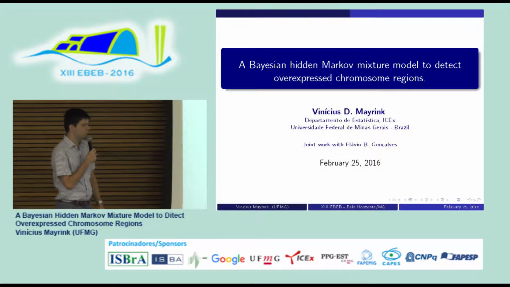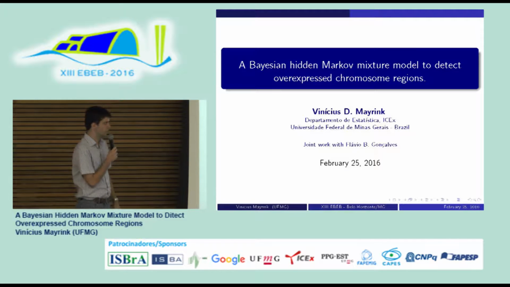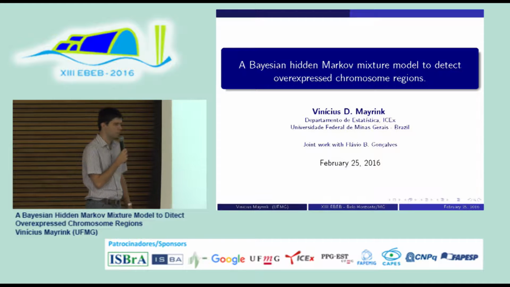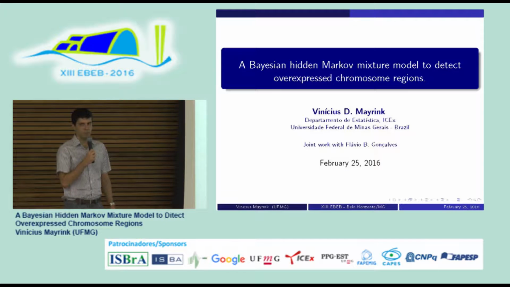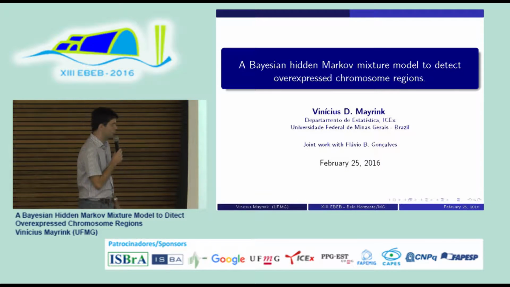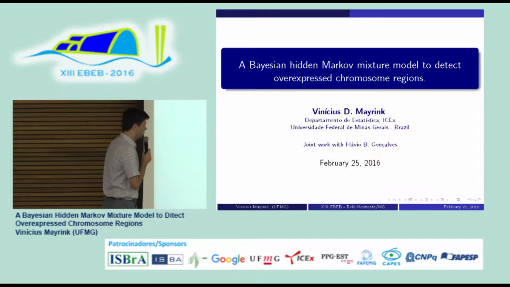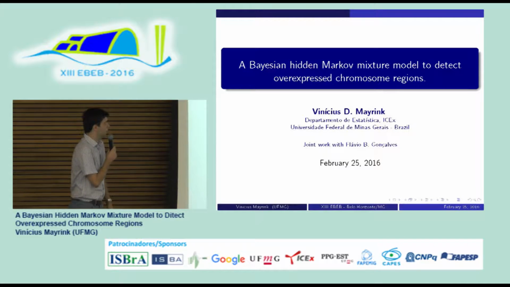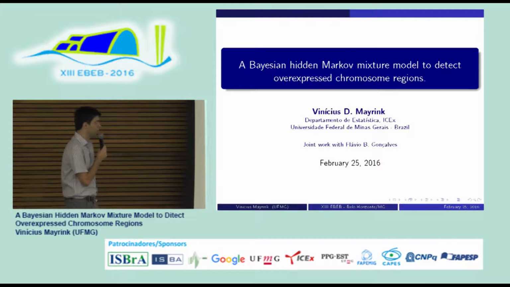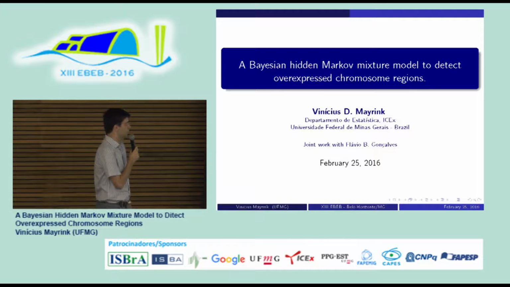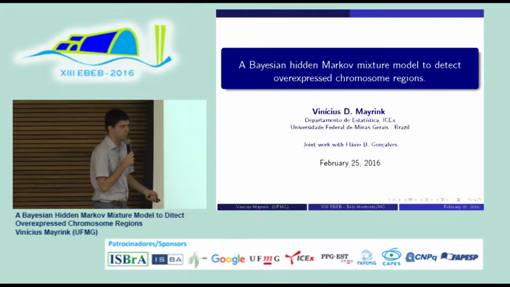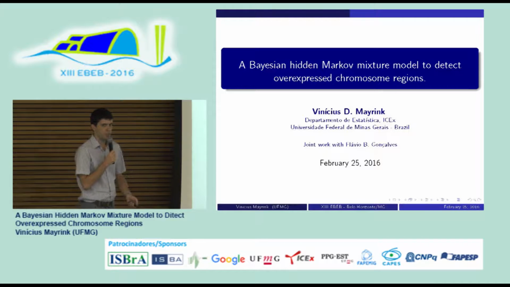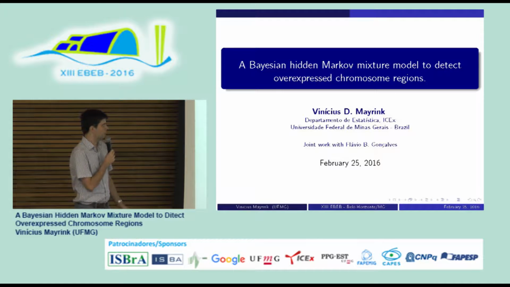So this is a joint work with Flávio. It's something I started some few years ago at Duke University in discussion with my advisor, Joe Lucas. But for many reasons, we never moved forward on this topic. So last year, talking to Flávio, we decided to propose this hidden Markov mixture strategy for the identification of overexpressed chromosome regions, which is a topic I have explored, some data I have explored in my PhD.